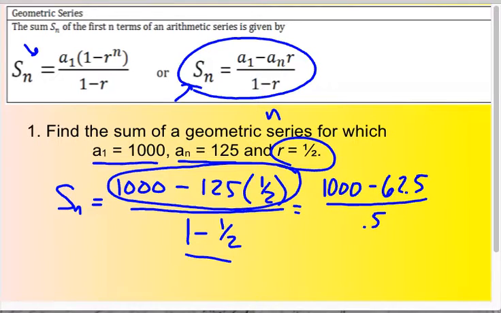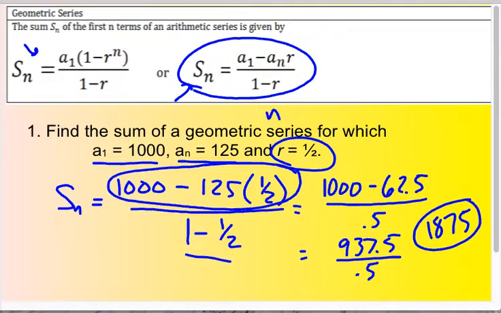That ends up giving us, if you subtract the top there, 937.5 divided by 0.5, and the answer is actually 1,875. So the sum of the series is 1,875. You could do it this way.